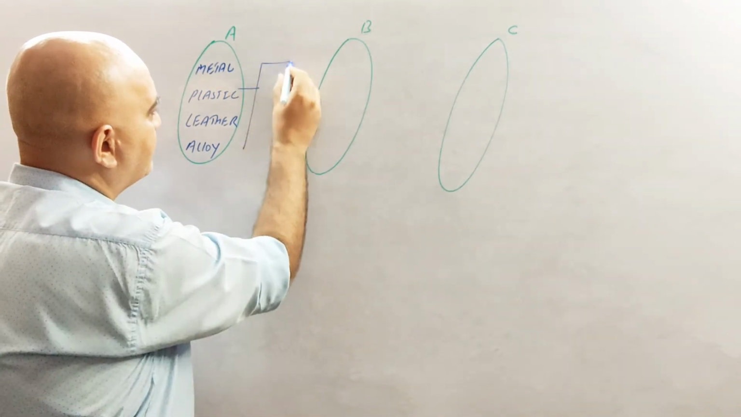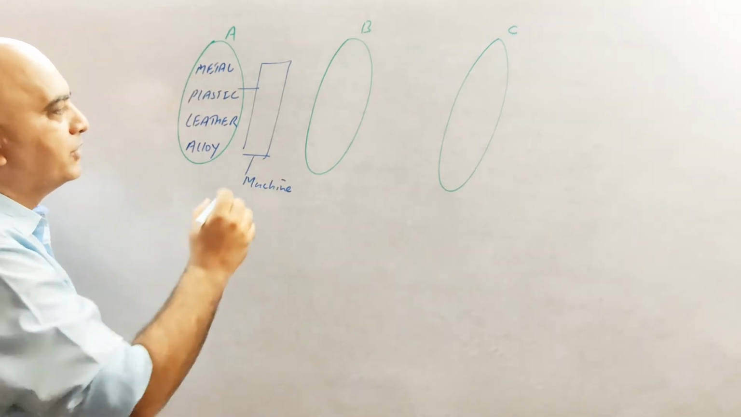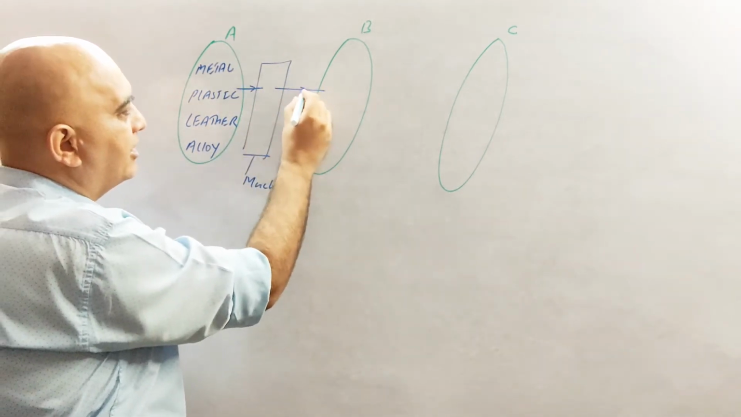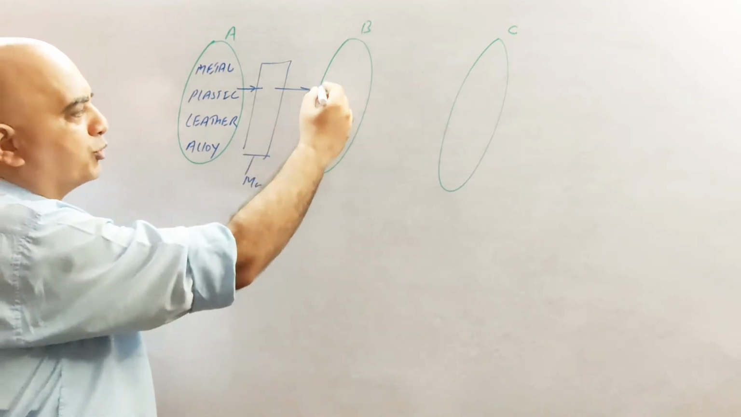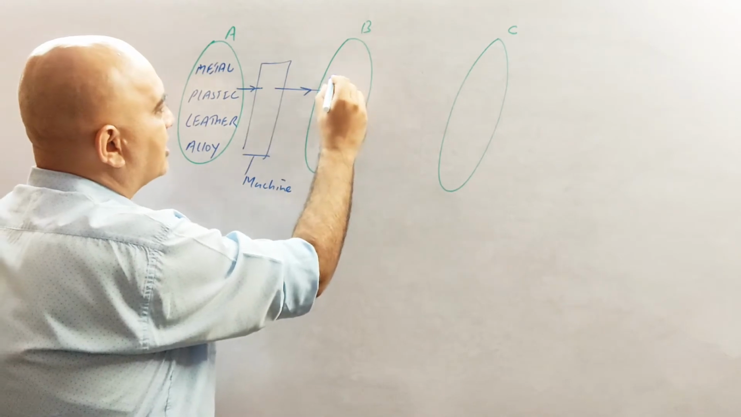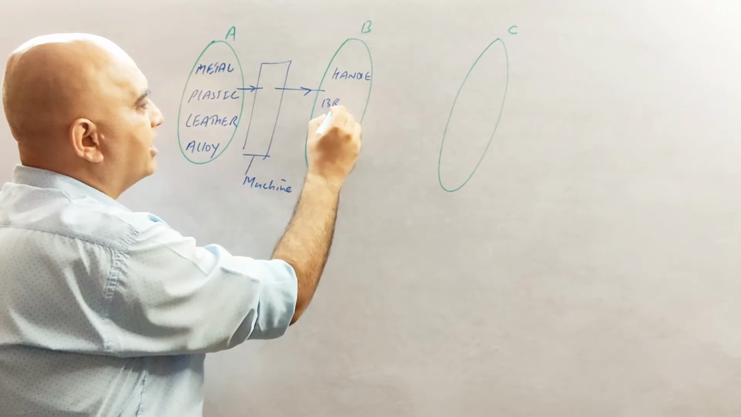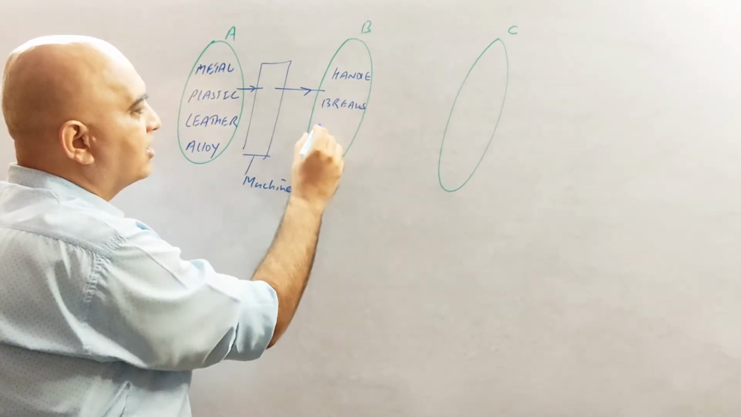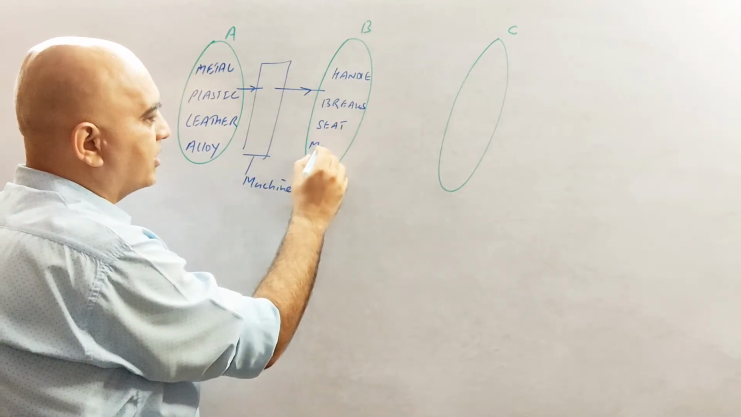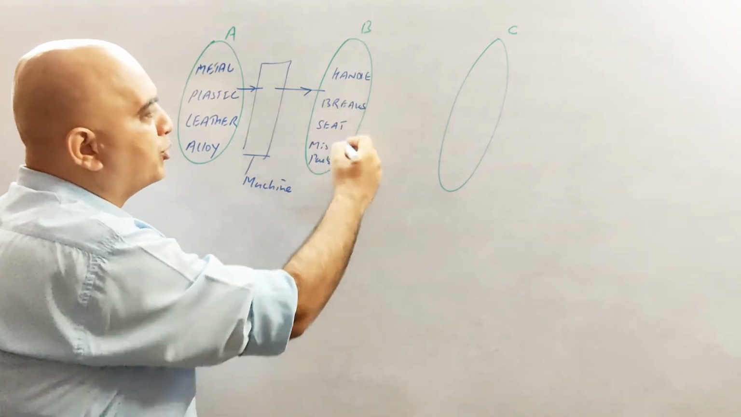Suppose there is a machine which we use as a function. When these inputs pass through this machine, there are some outputs which belong to set B. Suppose the outputs are: we are making handles, brakes, seats, and other miscellaneous parts like the engine. These are our output variables.